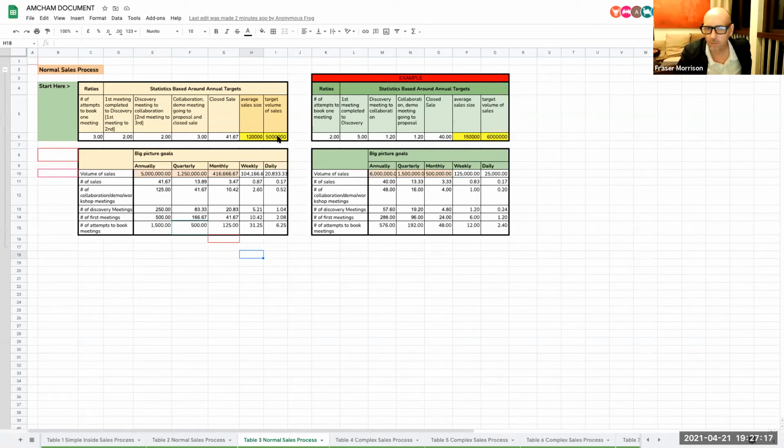So we know we've got a 5 million target, 41 closed sales here, 3 collaboration meetings to get one closed sale, 2 discoveries to get one collaboration, 2 first meetings to get one discovery, and 3 attempts to book a meeting. So my sales rep needs to do 41 first meetings per month, or 10 first meetings a week, to hit the number of 5 million.